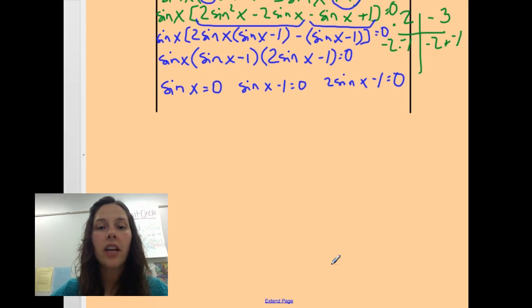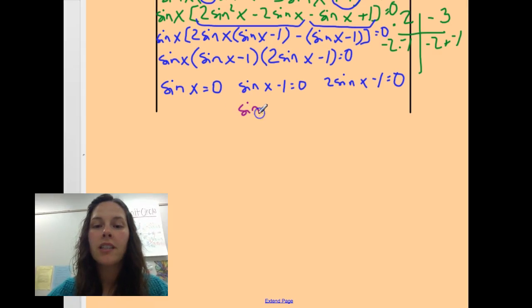So let's finish solving, and then we'll take a look at where on the unit circle we get each of these answers. So that first one is sort of solved for. We've got our sine x equals 0. The second one, we're looking for where sine of x equals 1. And the last one, when we add that 1 to both sides and divide by 2, we're looking for where sine is equal to 1/2.